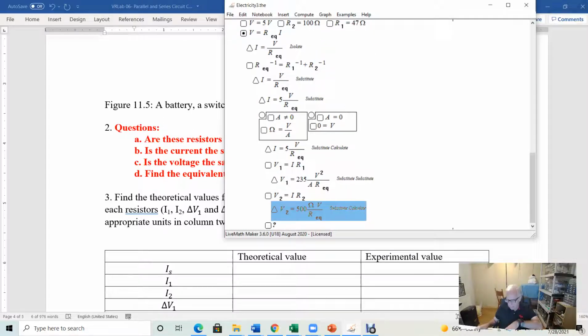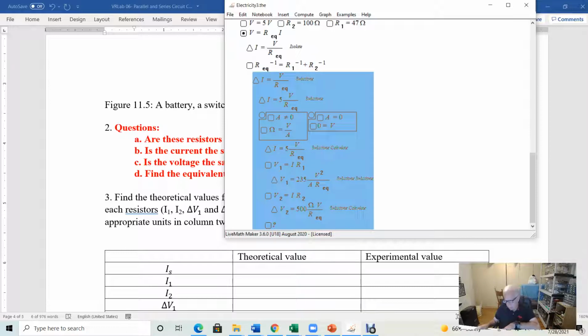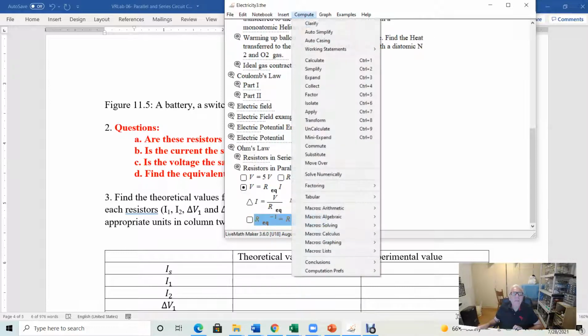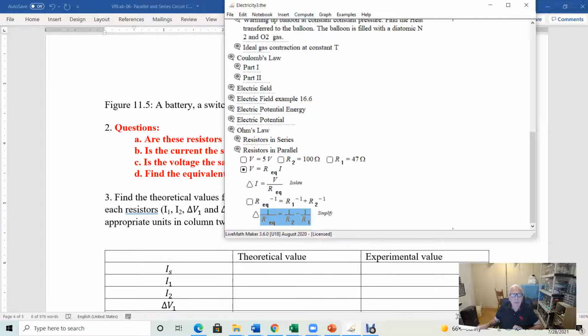Okay, I'm going to need this equation. Let's see what I can do. Maybe we don't need this one. I think I have to go from scratch. Let's go from scratch. I'm going to simplify this equation. Like that, see? Sum of the inverses. He wants you to calculate the equivalent resistance.